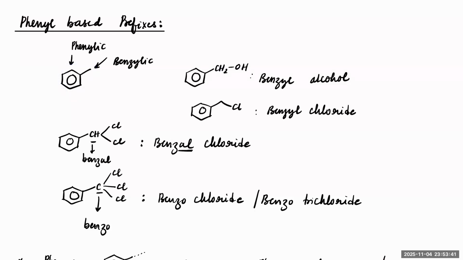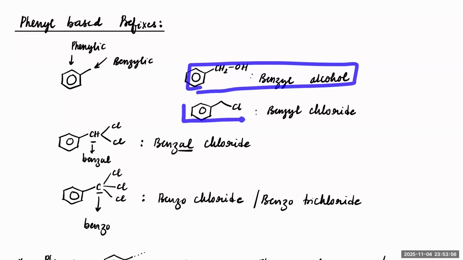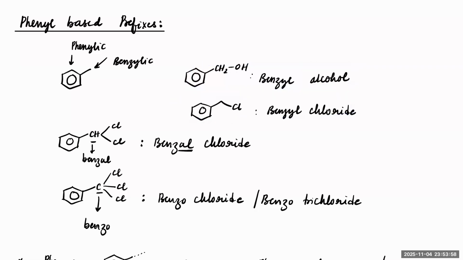If it is connected from this carbon to some, let's say, main chain, then this will become benzylic. If it is connected directly to phenyl carbon, then it is called phenylic. So you can see this is benzyl alcohol. This is also benzyl fluoride.